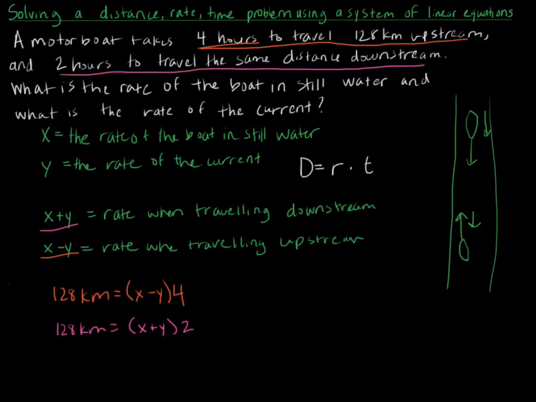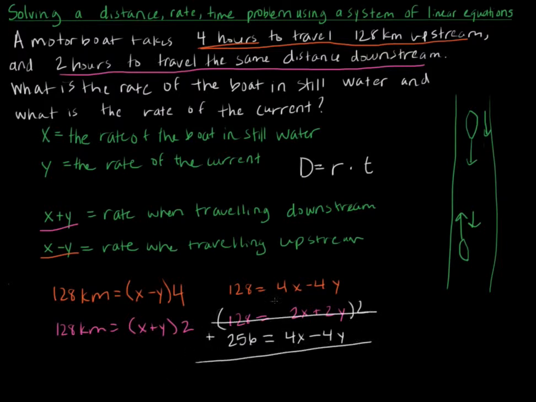So let's go ahead and simplify these a little bit. So we have 128 equals 4x minus 4y. And then over here we have 128 equals 2x plus 2y. Now if we multiply this whole equation through by 2, we can use elimination. So 256 equals 4x plus 4y. You could have also divided this whole equation by 2. That would work too.